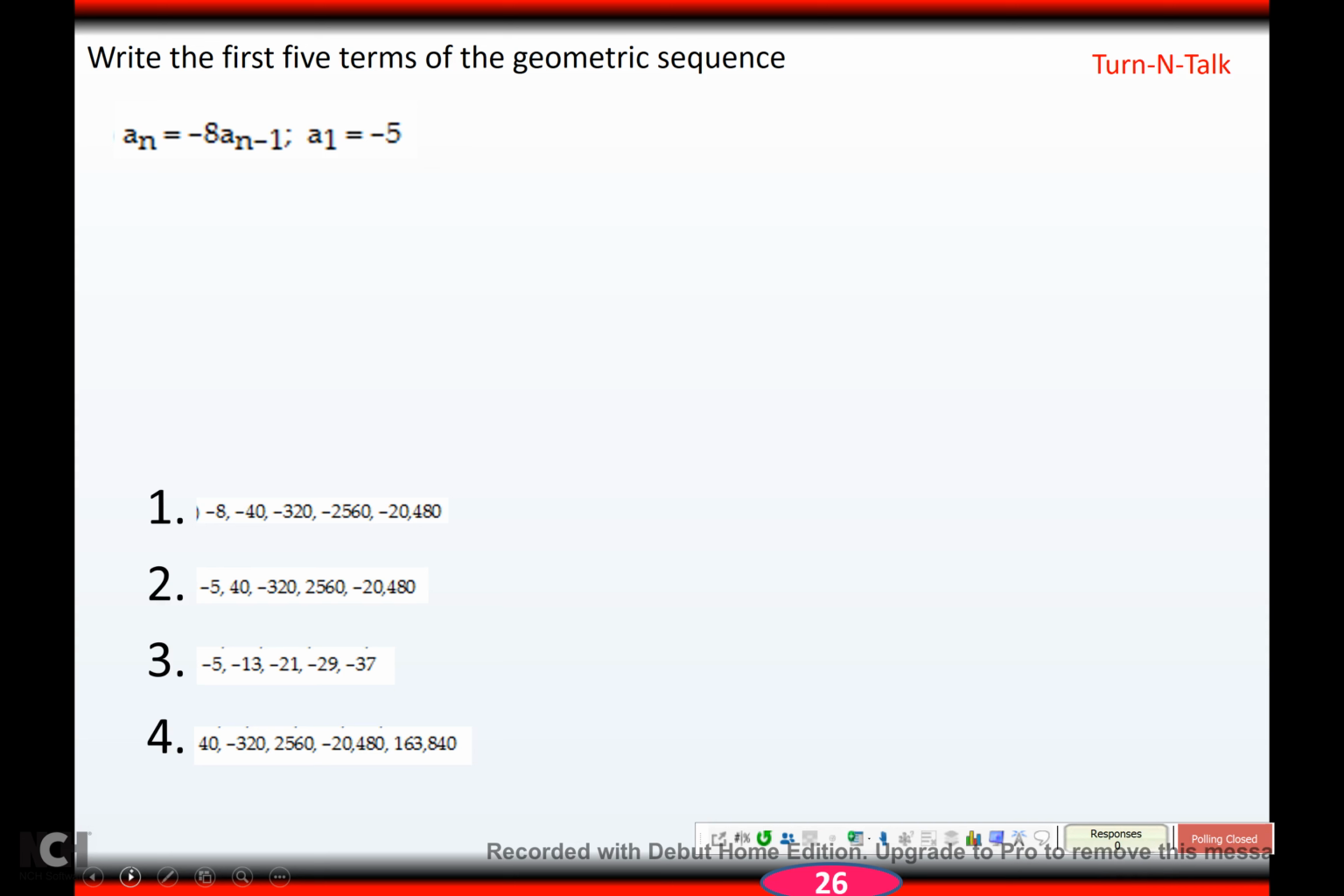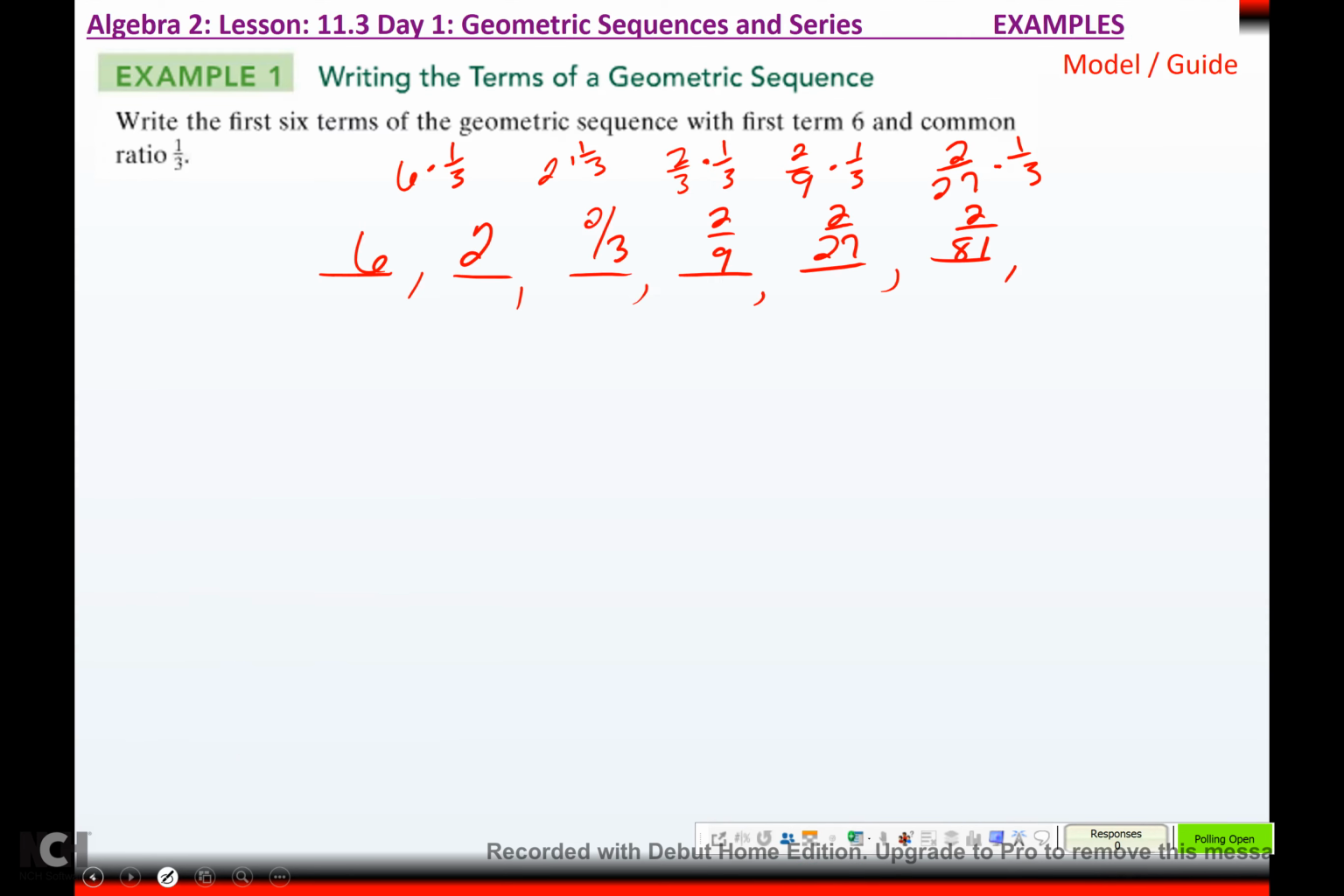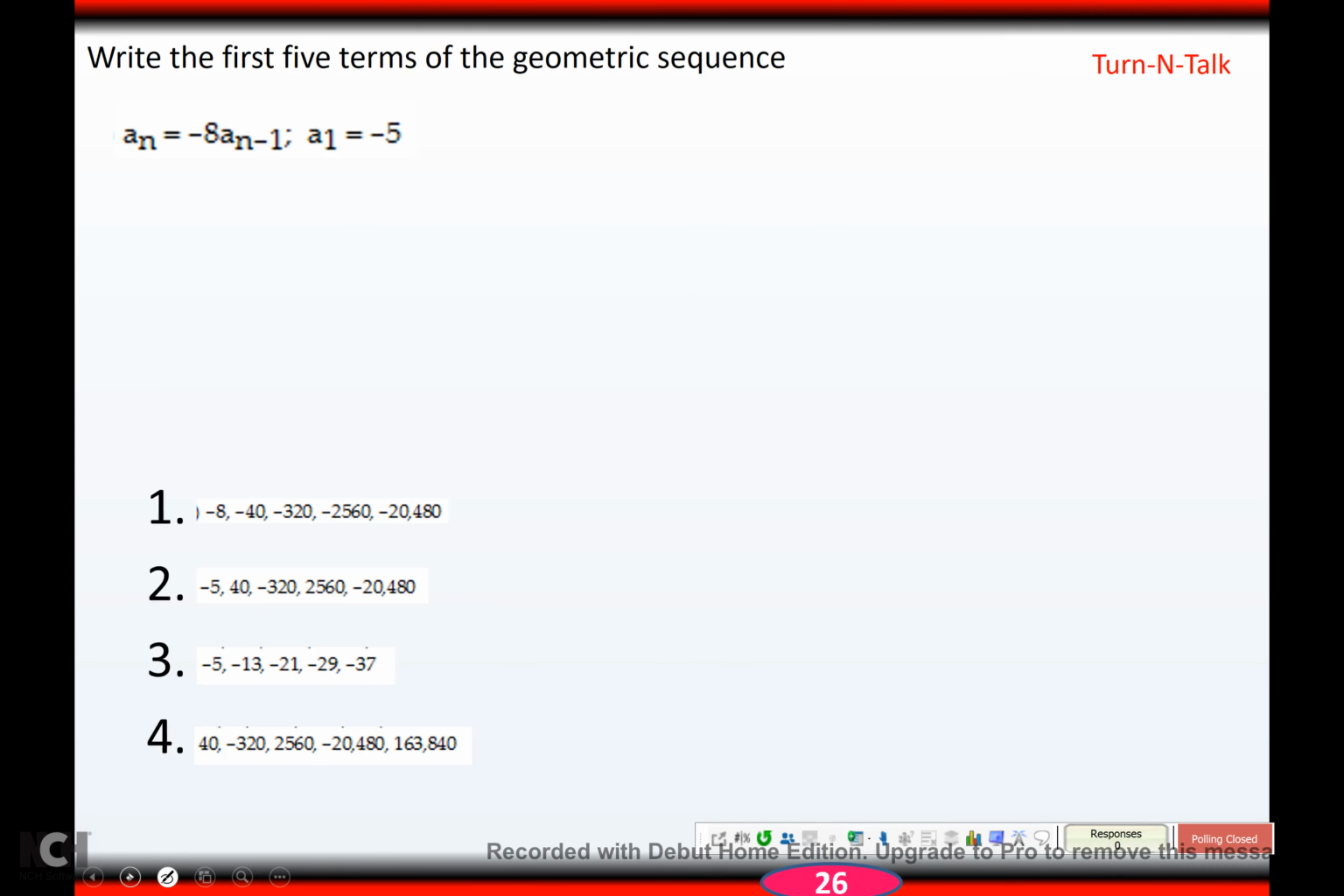Alright, you write the first 5 terms of the geometric sequence. They're writing it a little funny here. Probably should have shown an example. Is there not one in there? Weird. They're writing it a little funny.